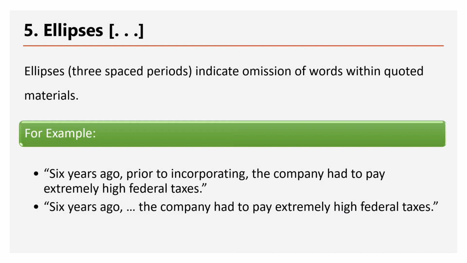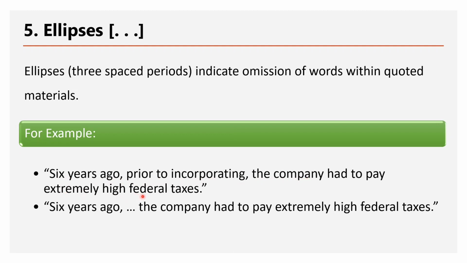The next punctuation mark is ellipses. Ellipses, three spaced periods, indicate omission of words within quoted materials. For example, "Six years ago, prior to incorporating, the company had to pay extremely high federal taxes."